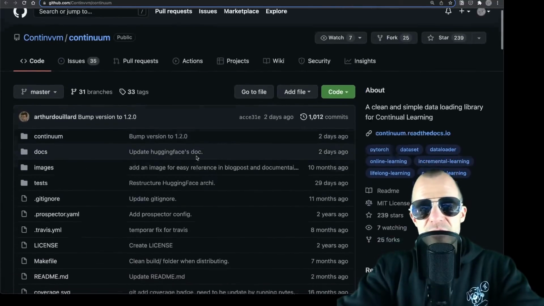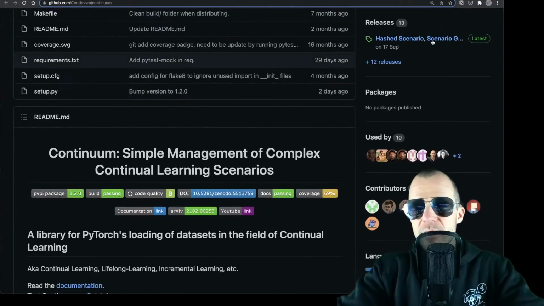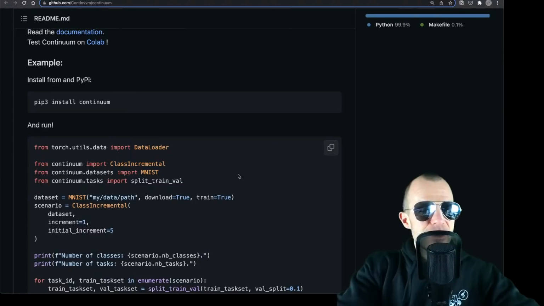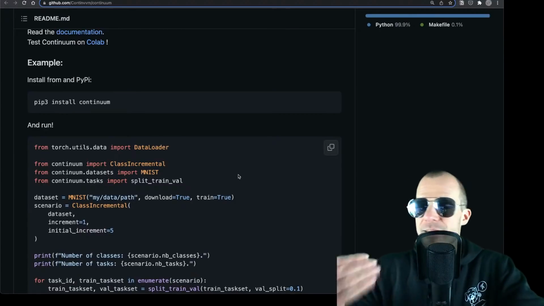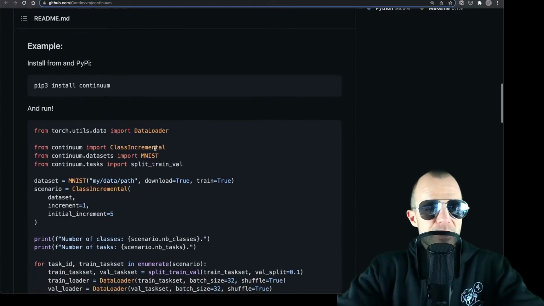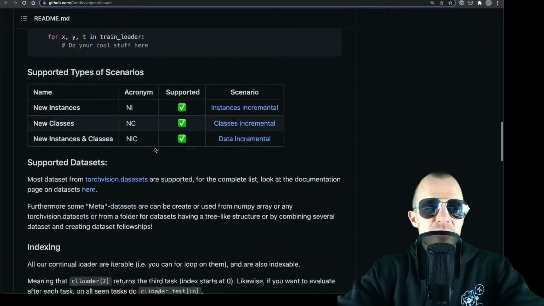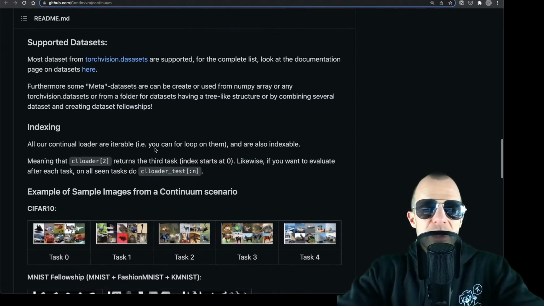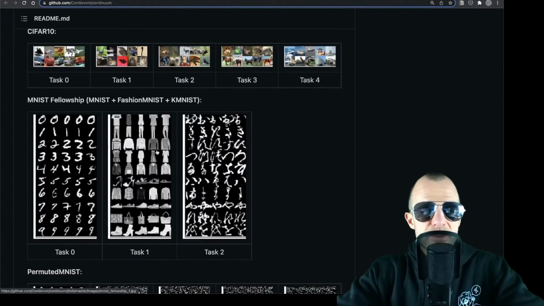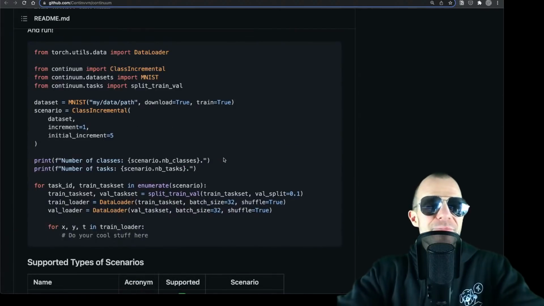Then this is Continuum, also with a new release, I believe. No, this is September 17th. It's just news to me. This is a dataset library, like a data loader library that you can plug into Torch data loaders, if I understand correctly. And what it allows you to do is continual learning. So lifelong learning, continual learning, and so on. And what is this on the right?